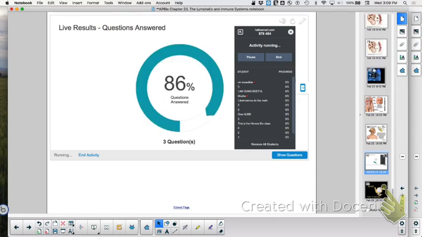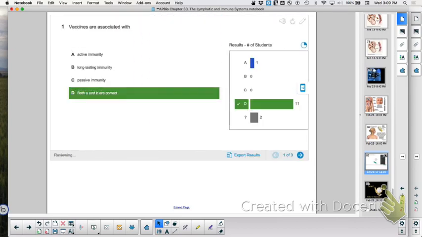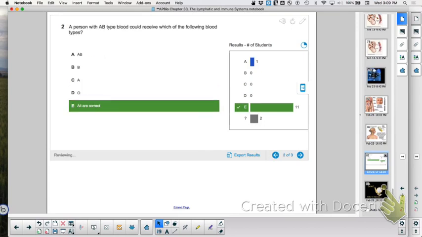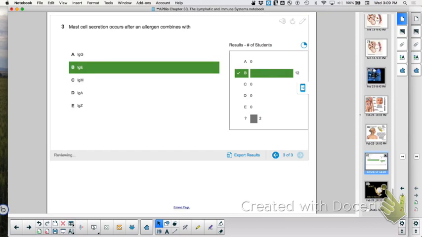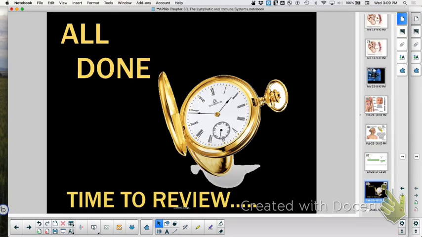All right, let's check it out. A and B. If you have a vaccine, you have long-lasting immunity, and it's active, right? Okay, so if you're AB, you can accept A blood, B blood, AB blood, and O. Yay! The end. Review. You're smart.